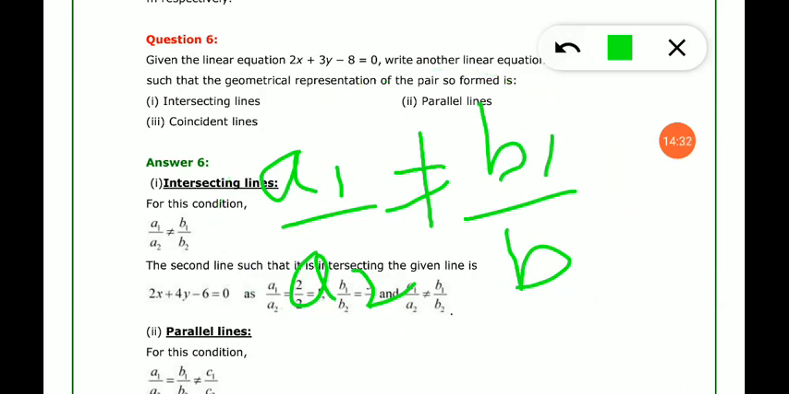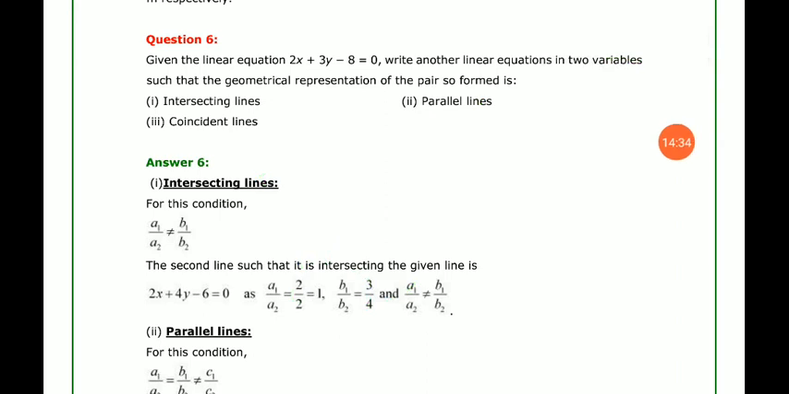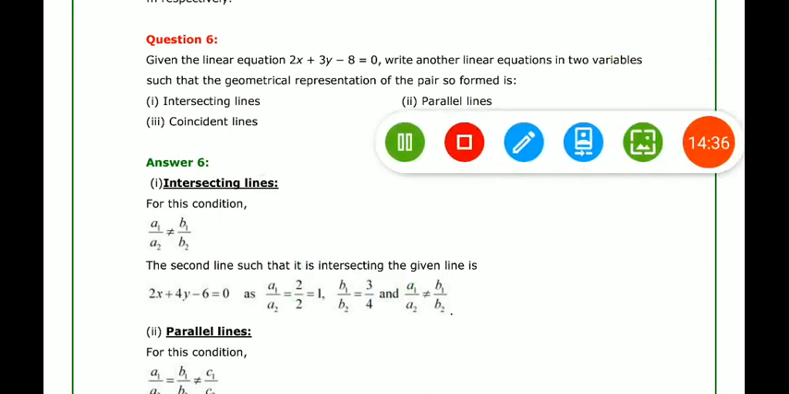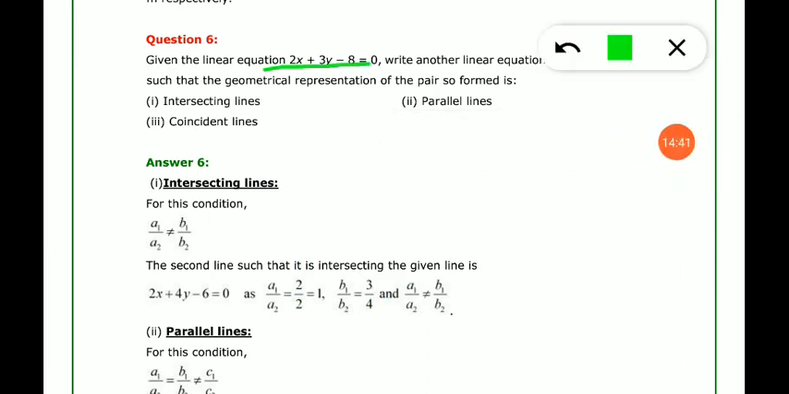So we will find out a1 and b1 because we need only these 2 numbers. So here our A1 is 2 and B1 is 3. As we have to find out intersecting lines for this condition, we will choose A2 and B2 from our wish. Any number you can choose. You choose A2 and B2 such that their ratio will not become the same.